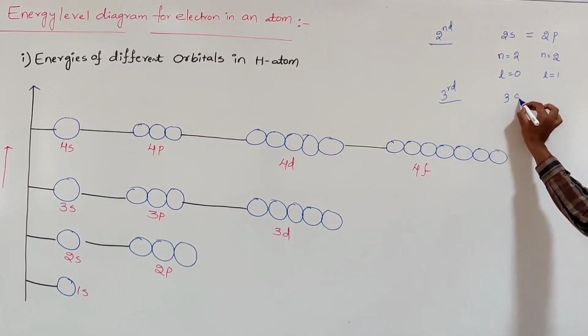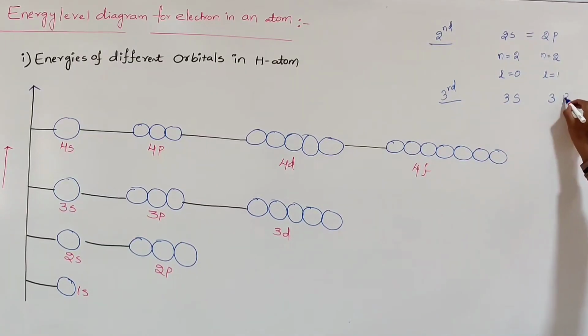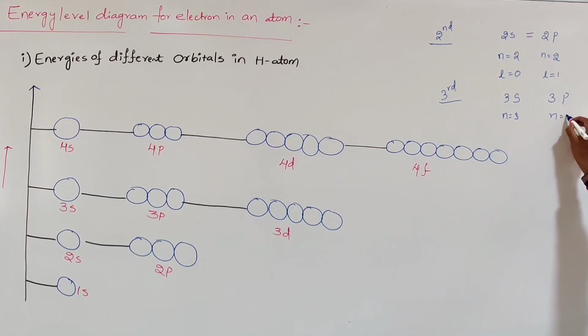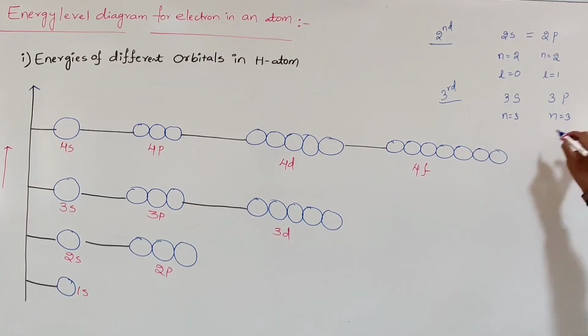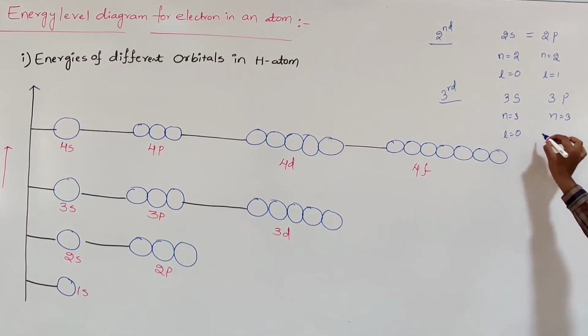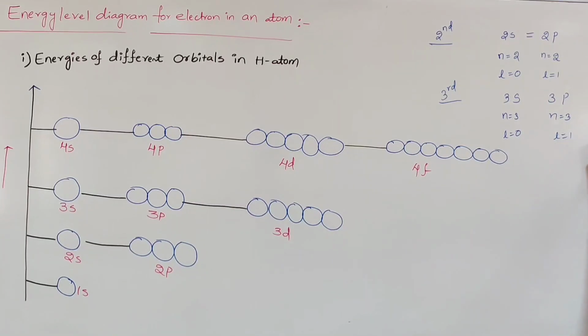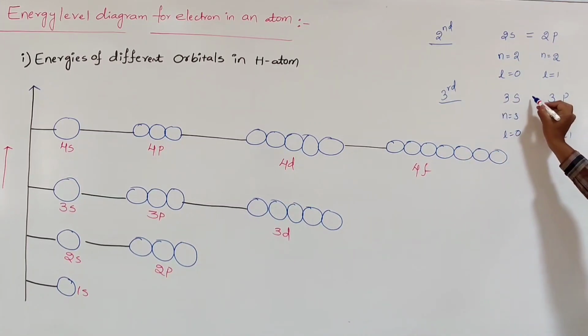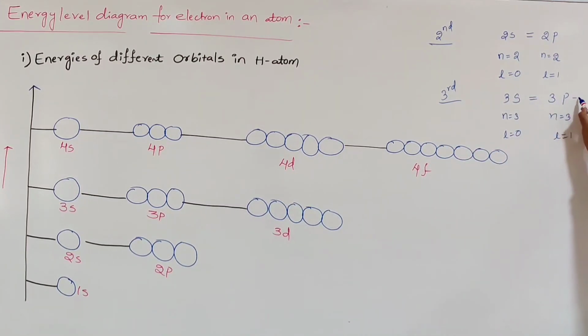Similarly, let us take another example, the third energy level. What subshells are possible? 3s, 3p and 3d. Here n is equal to 3 in all the cases. And here l is equal to 0, here l is equal to 1, here l is equal to 2. All the subshells present in the third energy level have the same energy. 3s is equal to 3p, 3p is equal to 3d, even though their azimuthal quantum number is different.